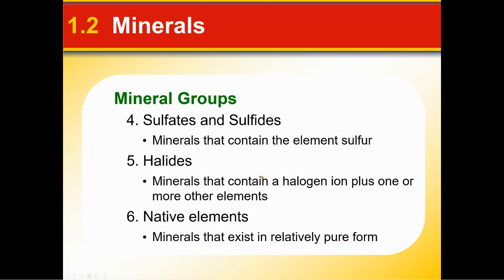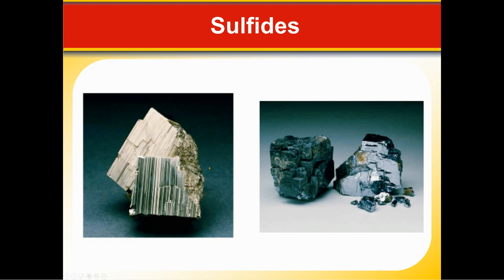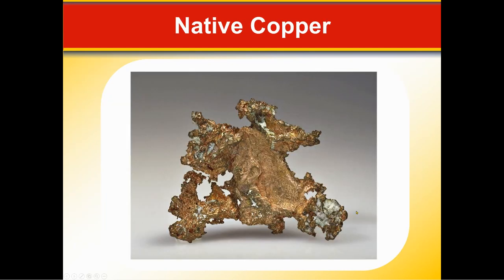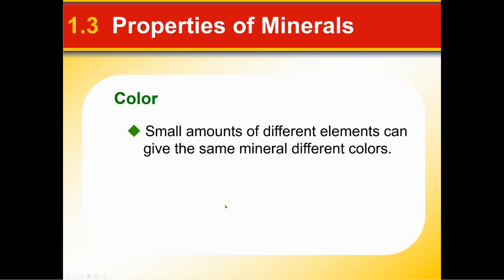Halides, okay? These are usually called salts. Native elements, minerals that exist in relatively pure form. Gold, silver, platinum, all right? Stuff like that are found in their pure form. Here's some sulfides, pyrite. I believe this is galena. Copper, native copper. This is another one of those that's found in its native form.